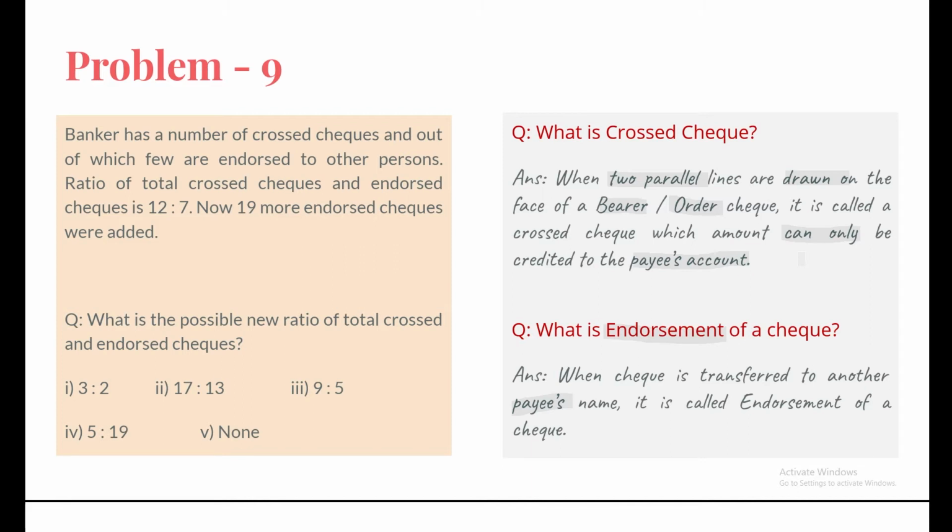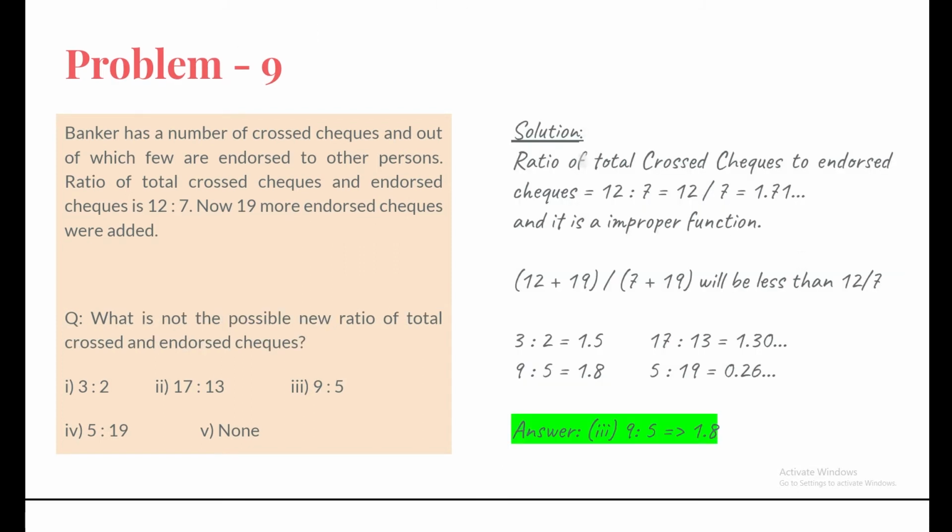Let's look at the solution. So here is the solution. The ratio of total cross checks and endorsed checks was 12:7. That means 12 by 7, that means 1.71, and it is an improper fraction. Now 19 were added, so 19 checks were added, and that is endorsed. That means 19 will be added here in the place of 7, and 19 will be added in 12 as well, as it is also a cross check.